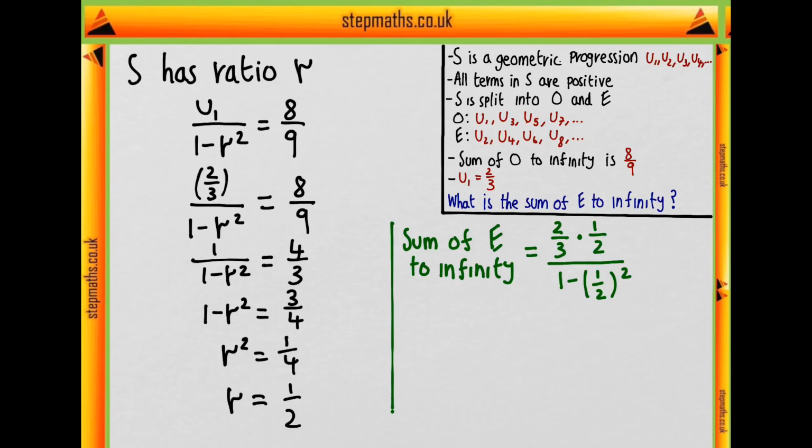So let's try and simplify that a bit. 2/3 times a half is a third. And a half squared is a quarter. So 1 minus a quarter is 3 over 4. And now working with this, we bring the 4 up to the top, and we get 3 times 3 on the bottom, which is 9. So we get 4 over 9 as our sum of E to infinity. And that correlates with option A in the multiple choice, and so our answer is A.